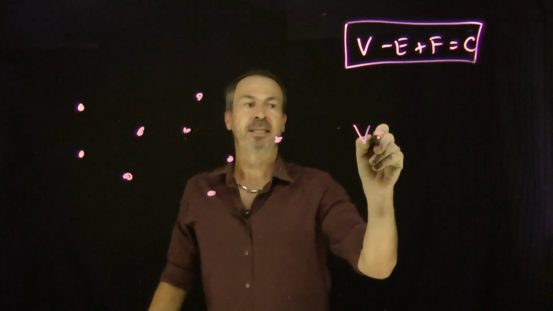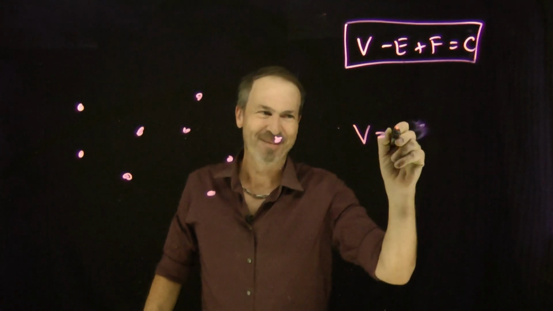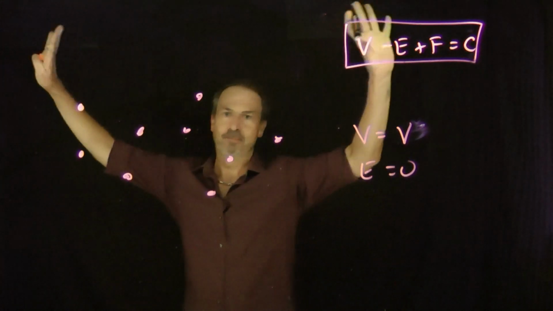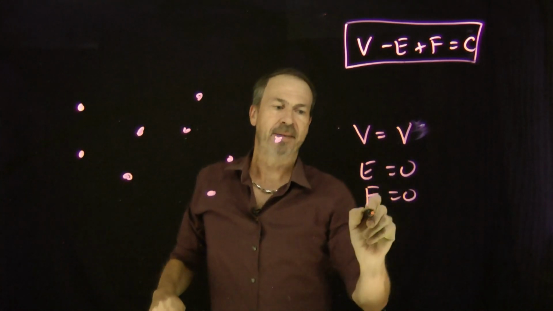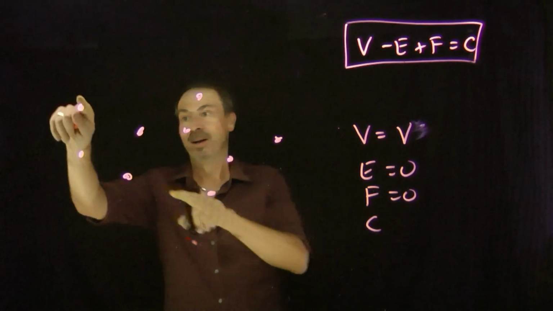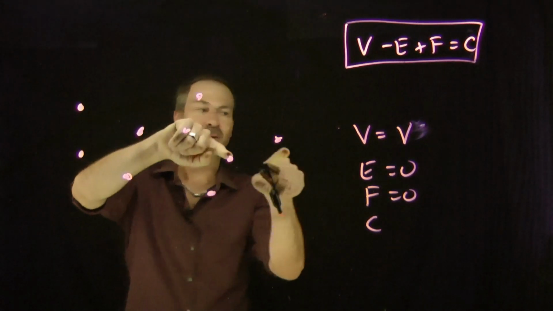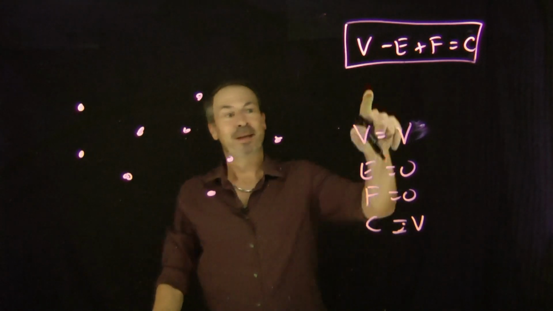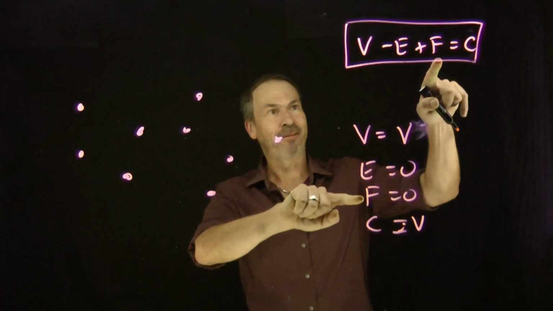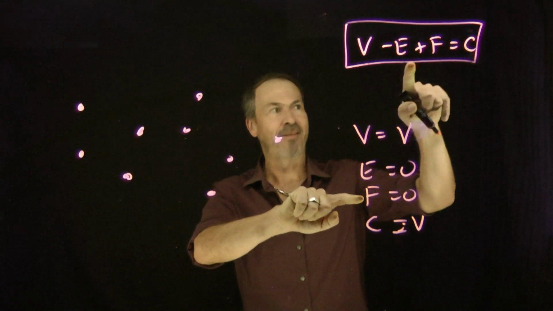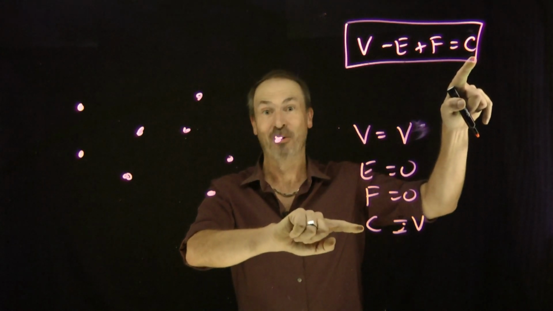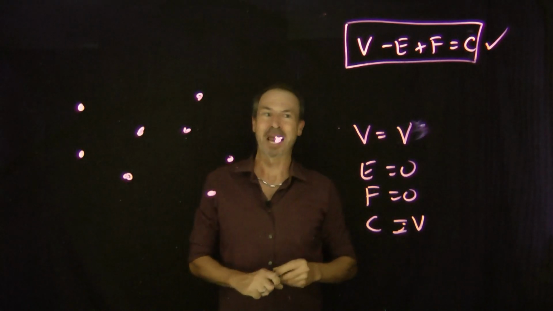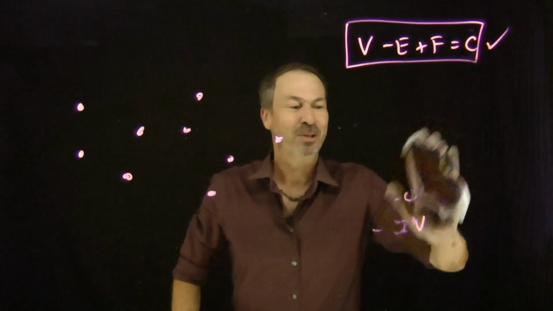So right now the number of vertices is some number V. I've got no edges. The number of edges is 0. Number of faces, I'm not counting the big infinite one, so faces is 0. And the number of components is, each individual vertex has its own component, so it's also V components. All right. Right now, V minus E plus F is V minus 0 plus 0. That's V on the left equals C, which is V on the right. My formula is working. Everything's good and balanced. Great.